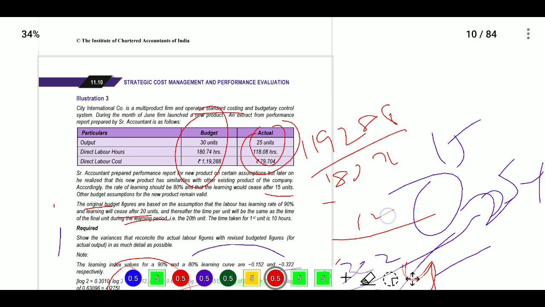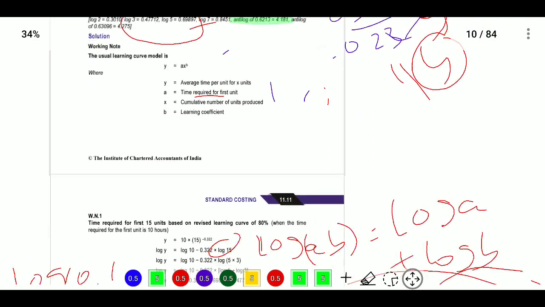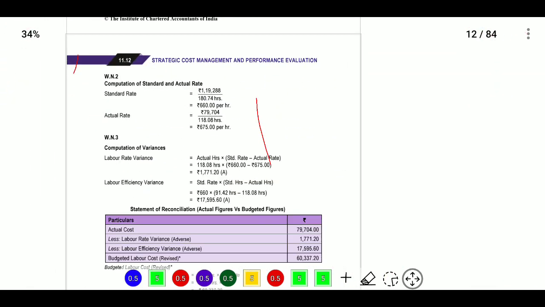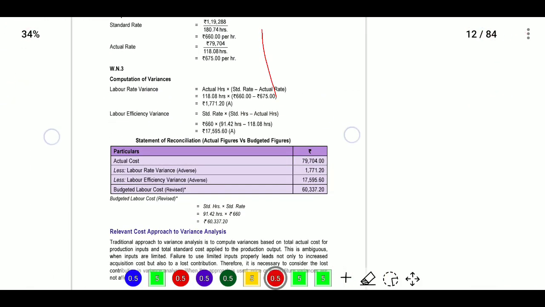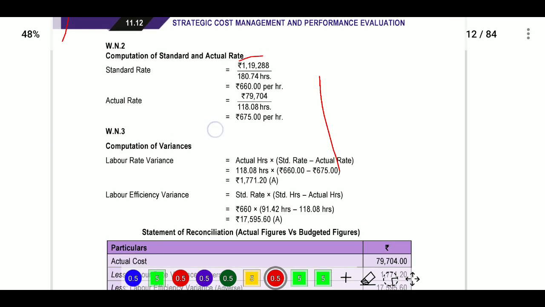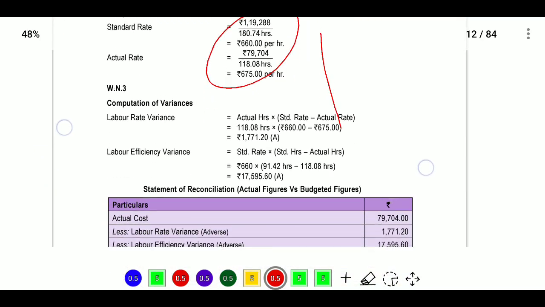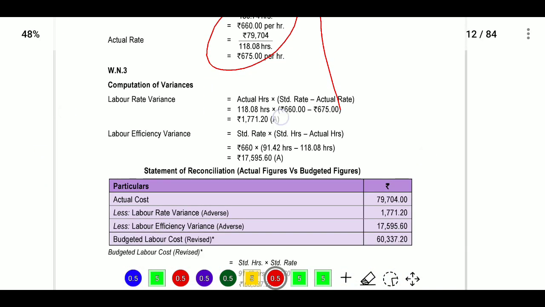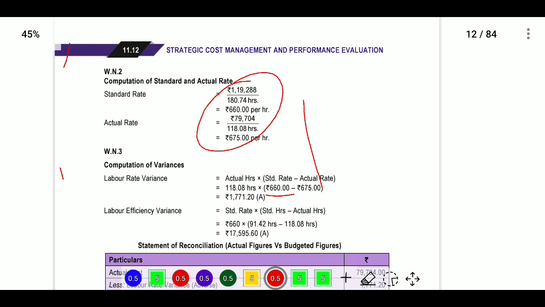So we will calculate the variance. What is the variance? See here, we will divide it, and for that we will get 660. Where do we get 660? Here we will get the 660. We will get the standard rate and actual rate. And for quantity, actual hours will be taken. Actual hours will be 118.08, that is the actual hours.